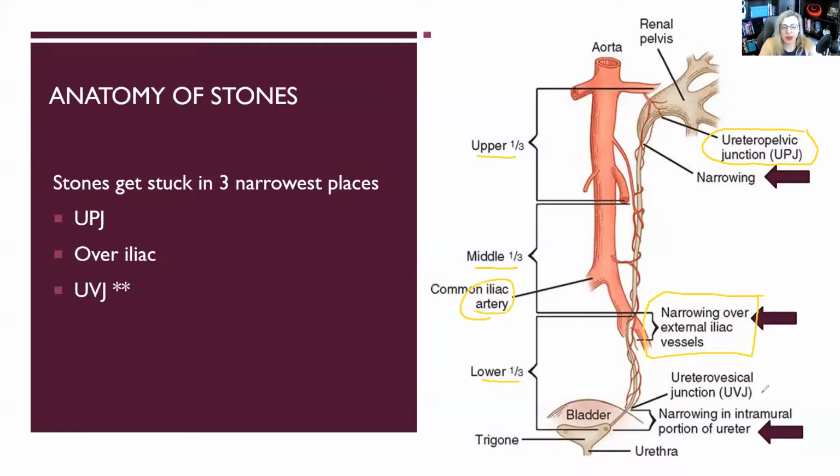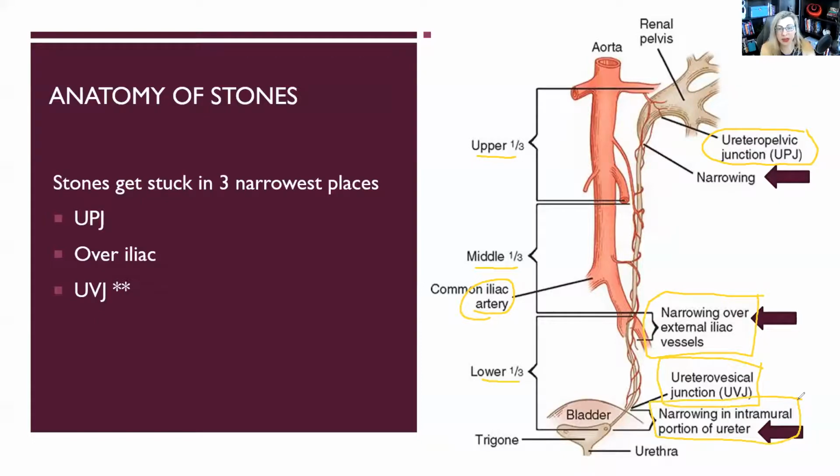Finally, we get to the ureteral vesicle junction, or the UVJ. This junction is right before it pops into the bladder. I'm talking seconds before it gets there. It is the smallest part of the tube, and this makes it the number one narrowest place and the place where almost all stones get stuck. And for some reason, this is where we see or image a lot of our stones.